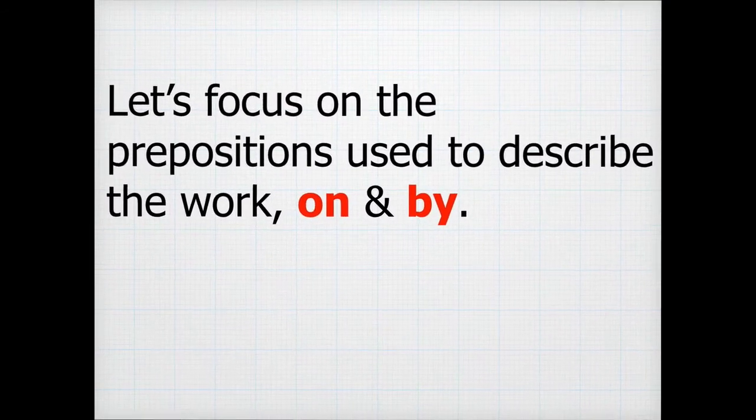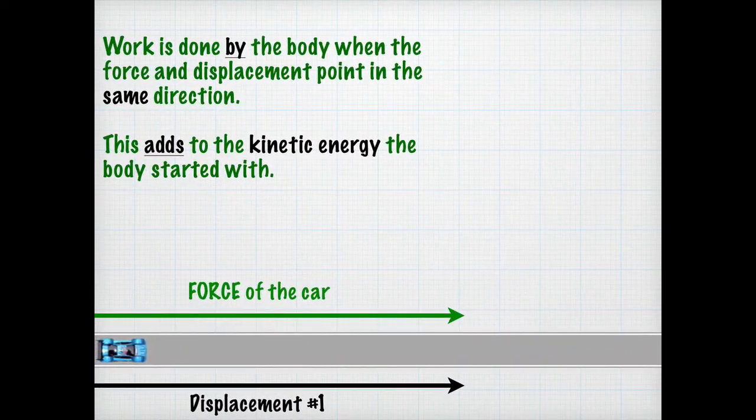But for a moment, let's focus on using the prepositions on and by and how we use them when describing work. So here's a little video example. Got the car at the bottom going across the screen. So it's applying a certain force, and then the brakes are applied as it skids to a stop. So in this case, whenever the force and the displacement, that is the green arrow and the black arrow, point in the same direction, we say that that's work done by the source of the force. In this case, the source of the force would be the car, or you might say the engine. There are a couple of ways to place it, but let's just call it the car. So work is being done by the car.